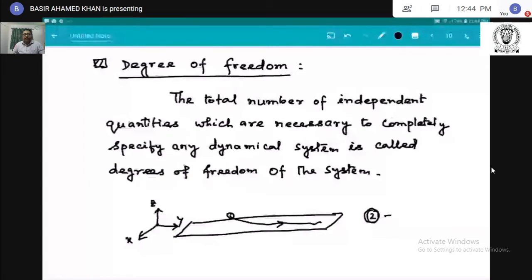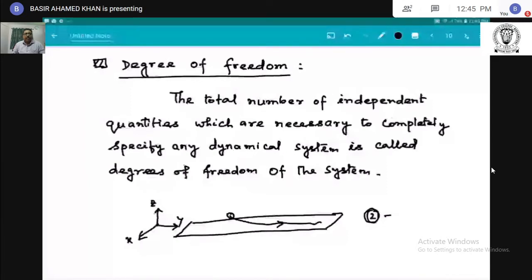Another example: if a mosquito is flying in a room, the mosquito can move in any direction, that means in x direction, in y direction, or in z direction. That means for this particular example the degrees of freedom is 3.